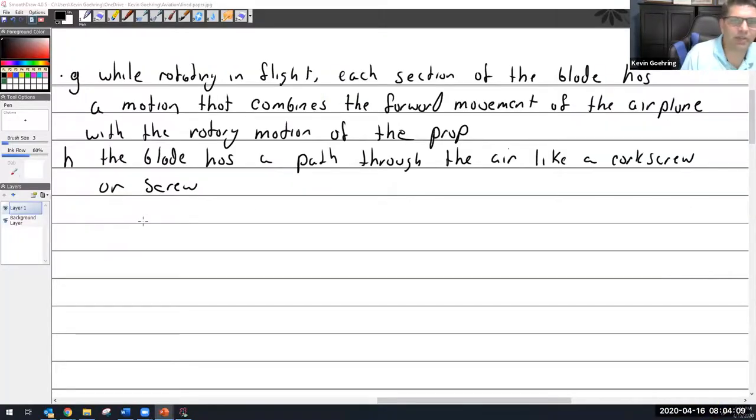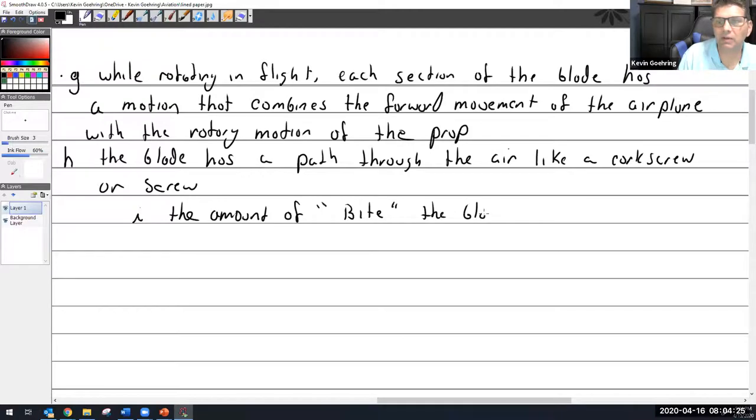So the amount of bite, I'll put this in parentheses, bite, because we say it takes a bite out of air. The amount of bite the blade takes is determined by the blade angle.